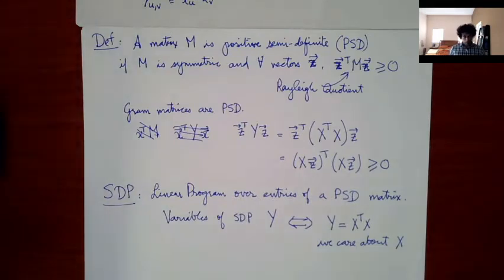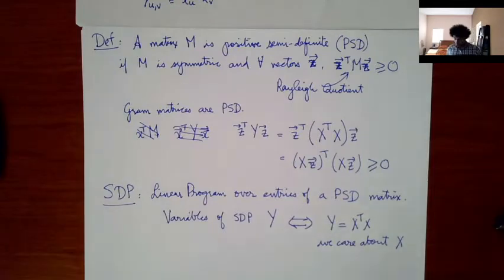I feel I'm going a little fast here, so I will pause and take any questions that you have. Please ask me any questions about PSD matrices or what is going on over here. Does everything make sense? Okay, then let me proceed.